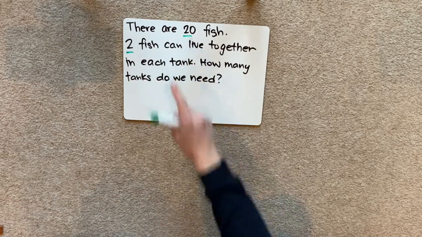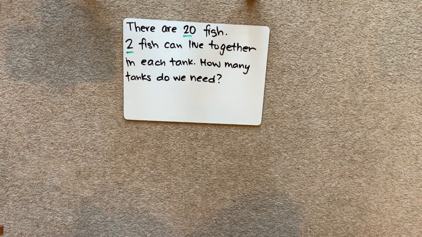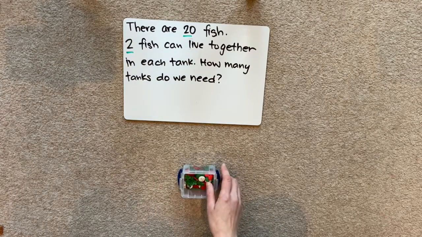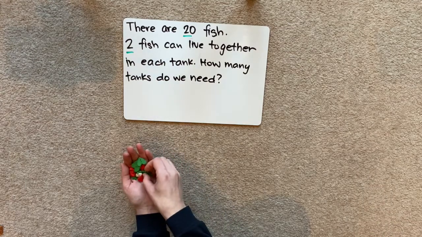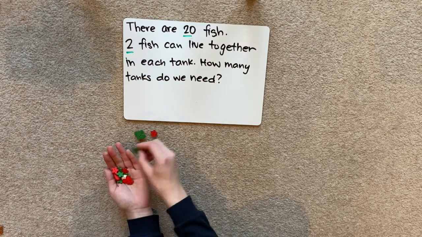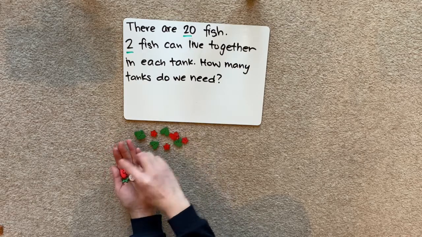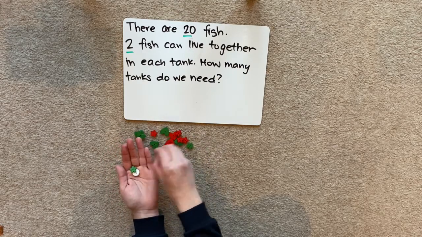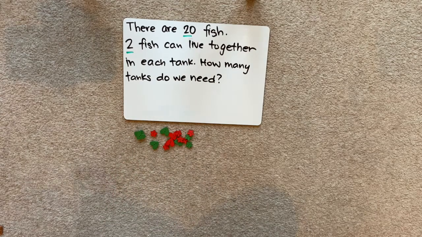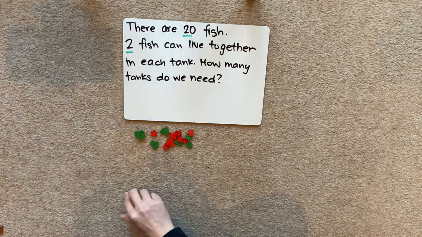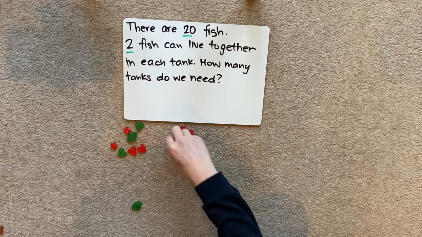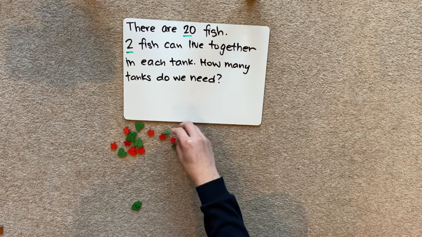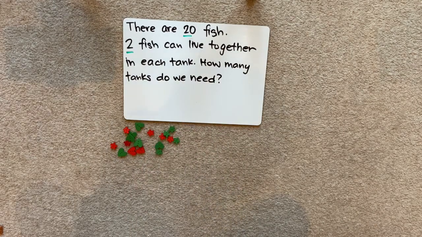So the first thing we need are 20 objects. Now I don't have fish, so I'm going to use my buttons. I need 20 because that's our altogether number. That's our starting number. 2, 4, 6, 8, 10, 12, 14, 16. Oh no, now I lost count. 2, 4, 6, 8, 10, 12, 14, 16, 18, 20. Here are my 20 fish.